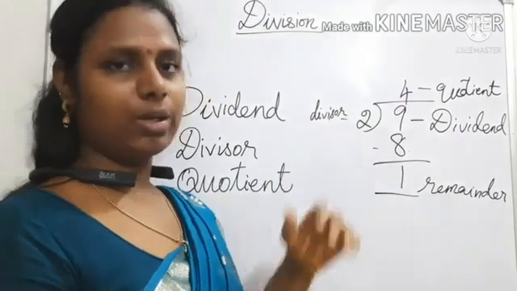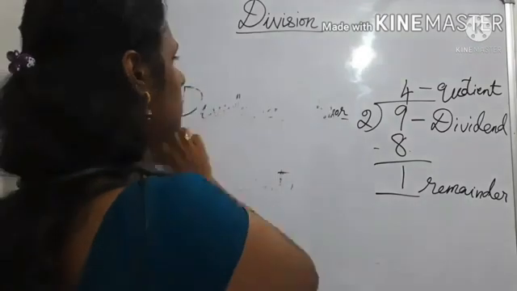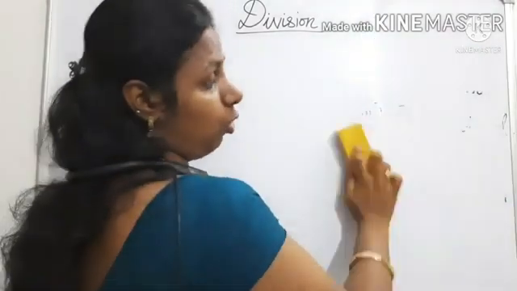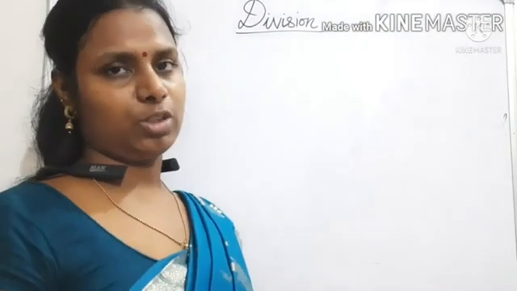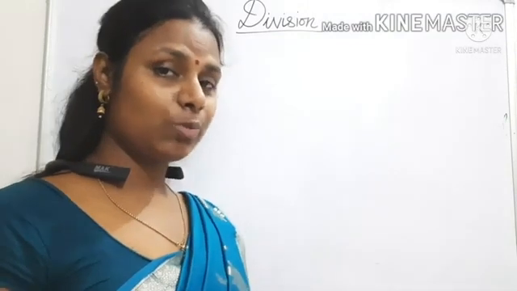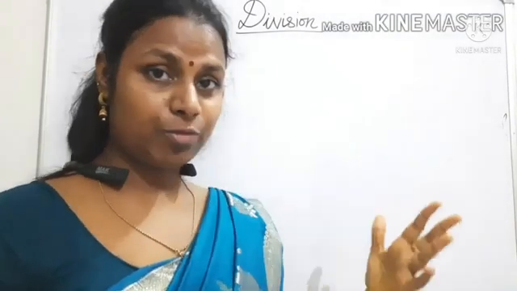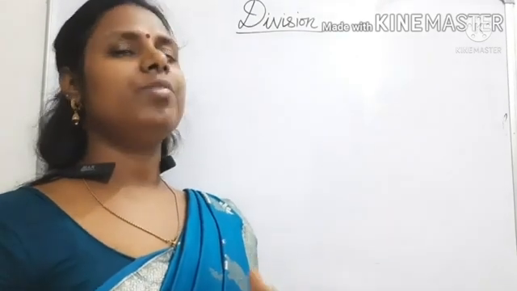Just quick revision. Okay. Now the next one is properties of division. You have learned properties of addition, you have learned properties of subtraction, you have learned properties of multiplication. Now you are going to learn properties of division.